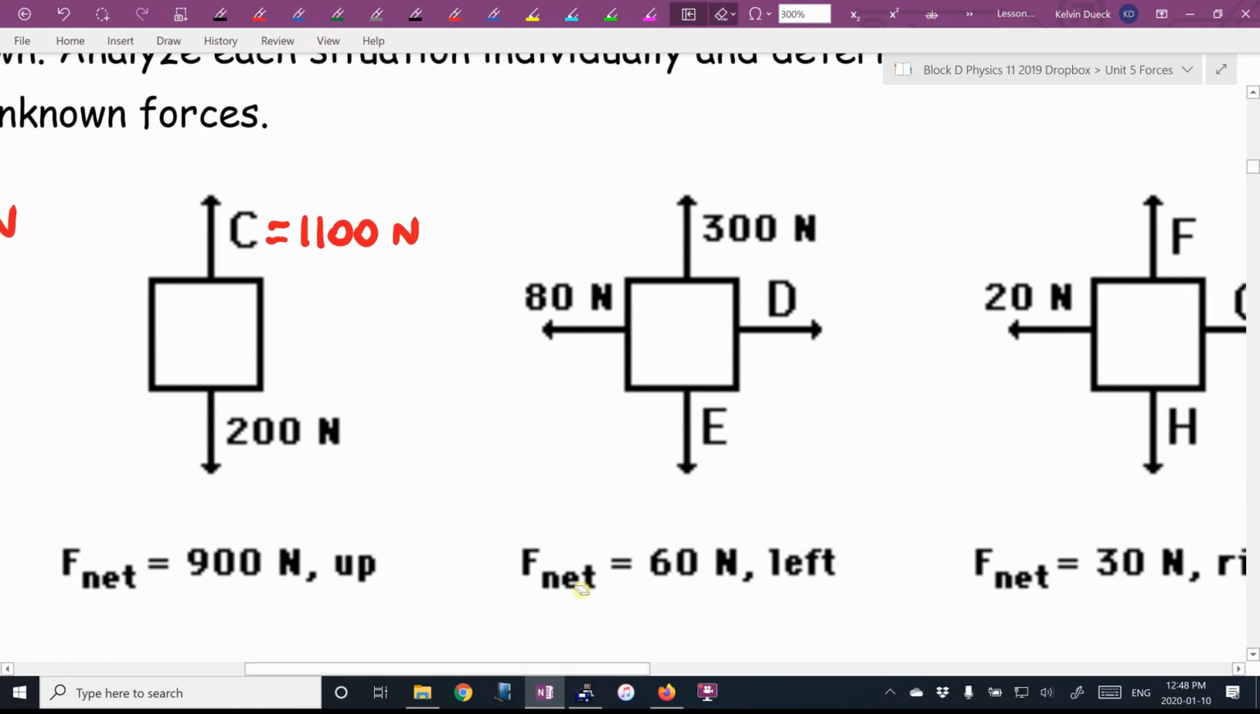Amy, what's the net force here? Magnitude and direction. Which way? Is there any net force up and down? So the net force up and down must be 0. So how big must E be if I have that up there? How big must E be? Has to be exactly 300. Those two happen to be canceling each other out. Okay, how big must D be if my net force is 60 left?